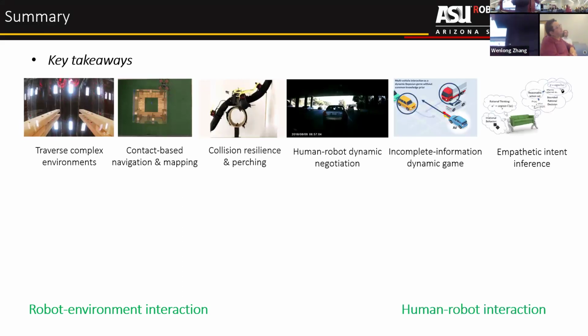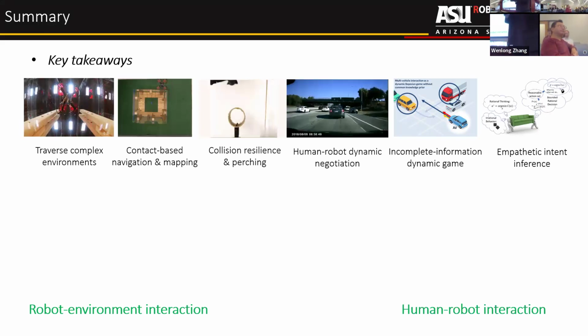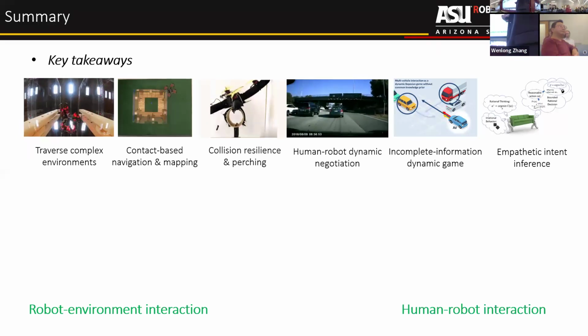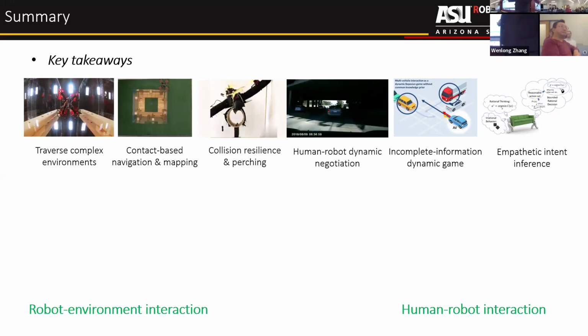And on the human robot interaction side, we show you the challenge of dynamic negotiation between a human and robot agent. And we formulate that as an incomplete information dynamic game, or more specifically, an incomplete information differential game. And we basically introduce the concept of empathetic intent.